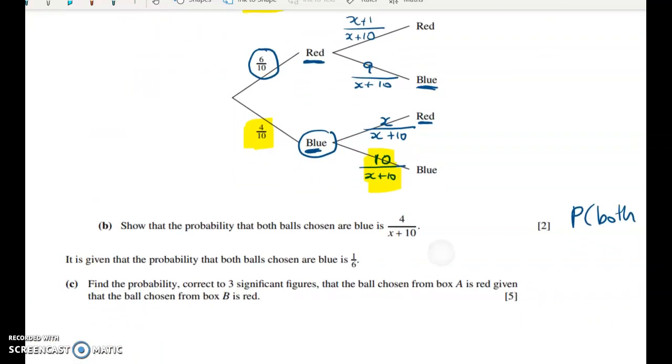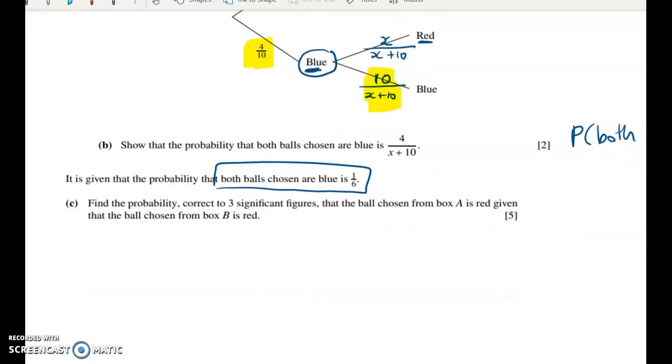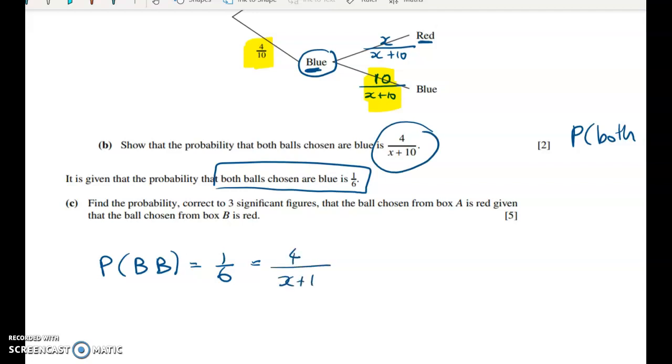Next, what are we told? We're given that the probability that both balls chosen are blue is equal to 1/6. So that lets me figure out what x is, right? The probability of getting BB is equal to 1/6, and we know that BB is given here as 4 over x plus 10. So even if you'd mucked up the rest of this question, you could use this fact to answer this problem. That gives me x plus 10 is equal to 24, so x is equal to 14.